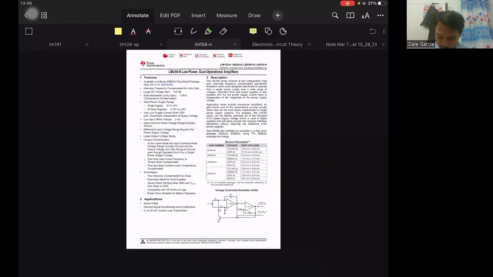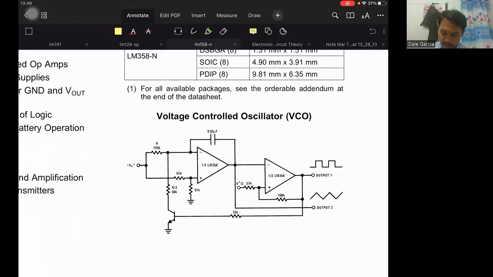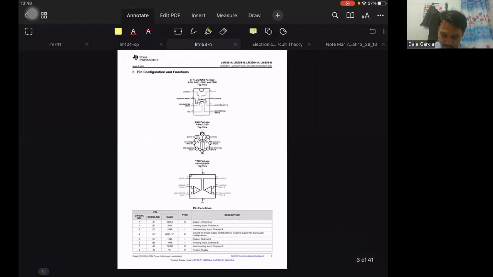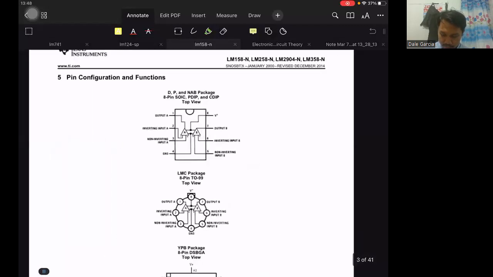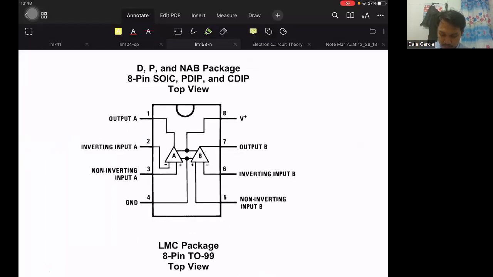As for its schematic diagram, inside our IC are 2 of such op-amps. As for its pin configuration, this one is also 8 pins. There are 2 outputs. Output A.